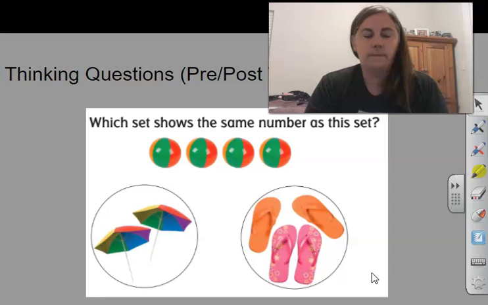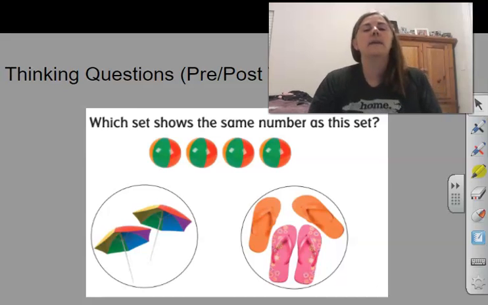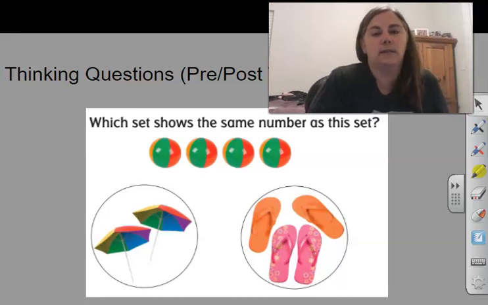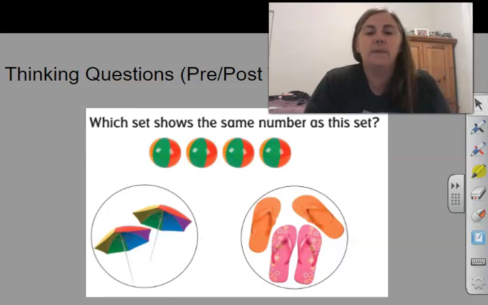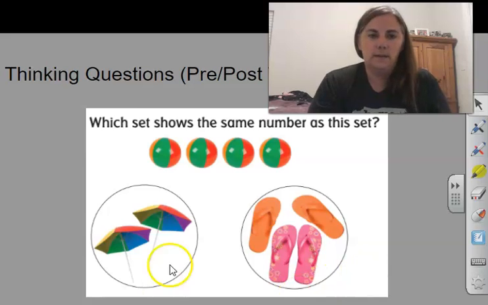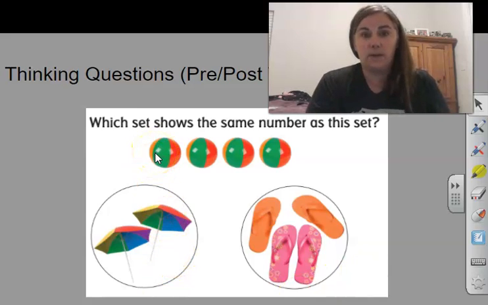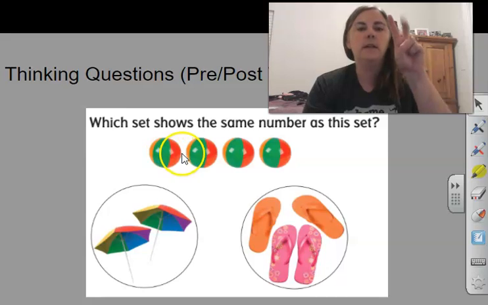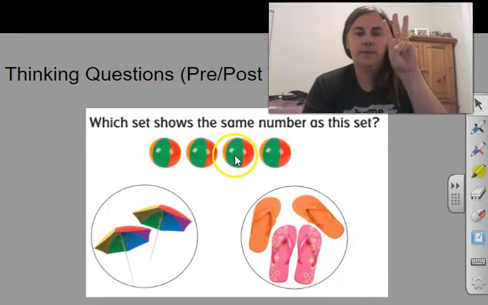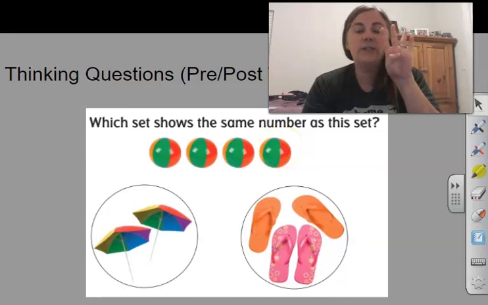Let's move on. In our lesson, we talked a lot about sets and equal sets. So let's think about this. It says, which set shows the same number as this set? So let's count the beach balls in the first set. 1, 2, 3, 4. Remember, we want to know which set shows the same number. So we're looking for the same number as 4.